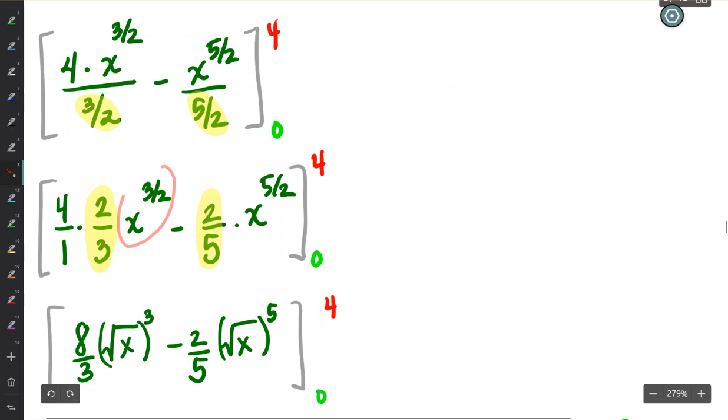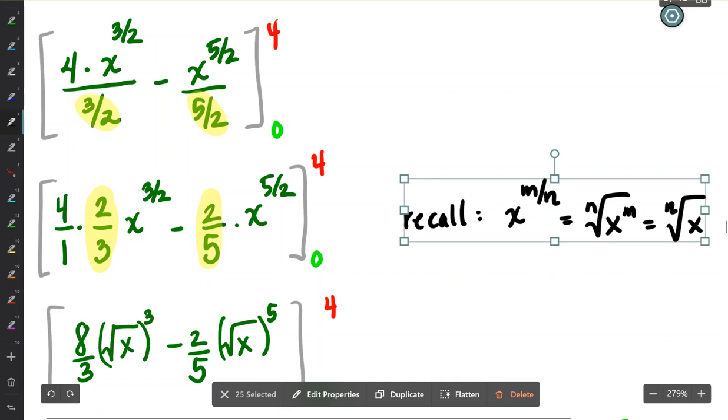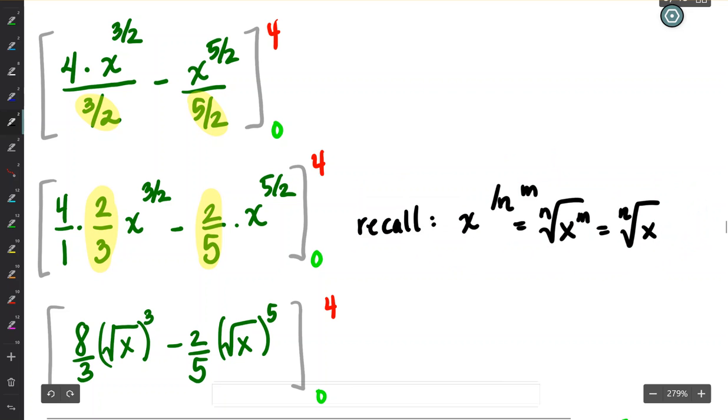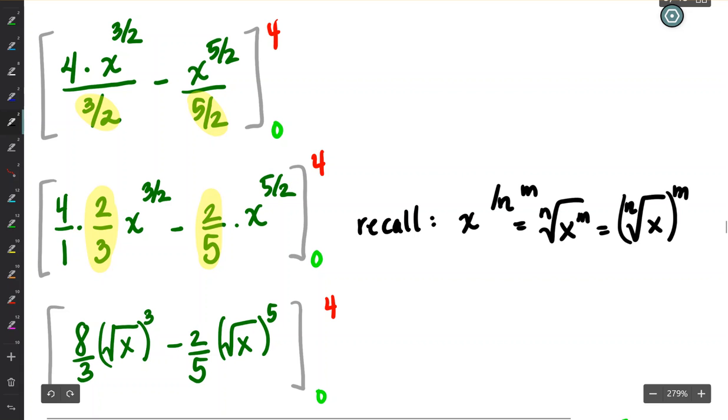And x to the 3/2 power, you can choose to leave it like that, but I know I'm going to plug in a 4. So I'm going to go ahead and write x to the 3/2 power as the square root of x cubed, right? Just recall x to the m over n is the nth root of x to the m, which is the nth root of x, all raised to the m. You have a choice there. And let's get a little color.